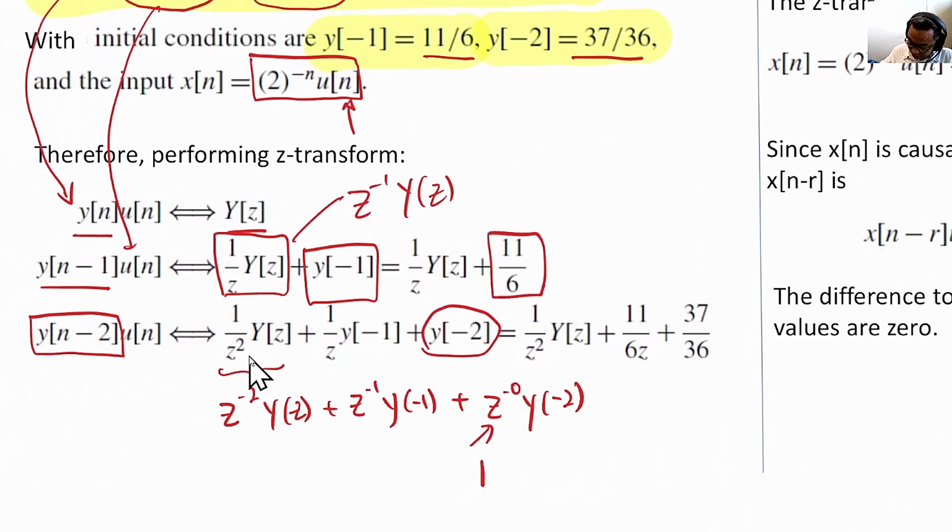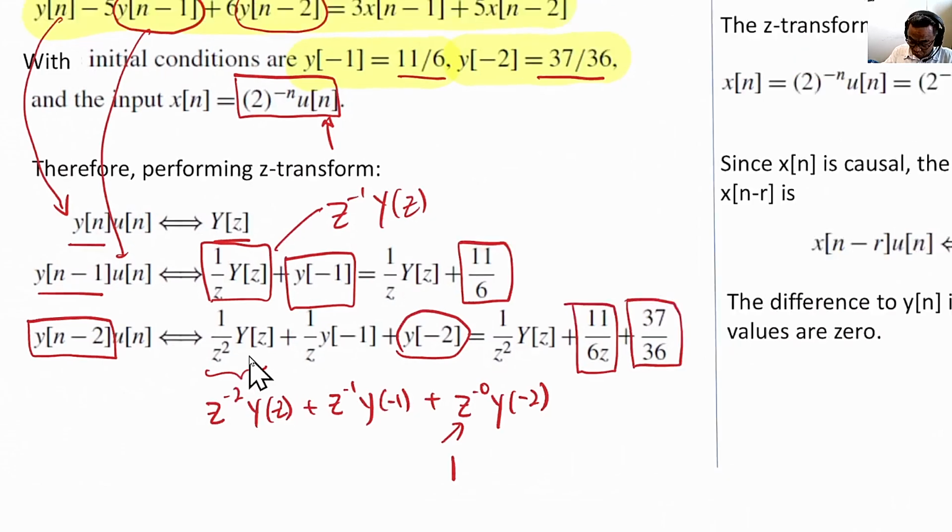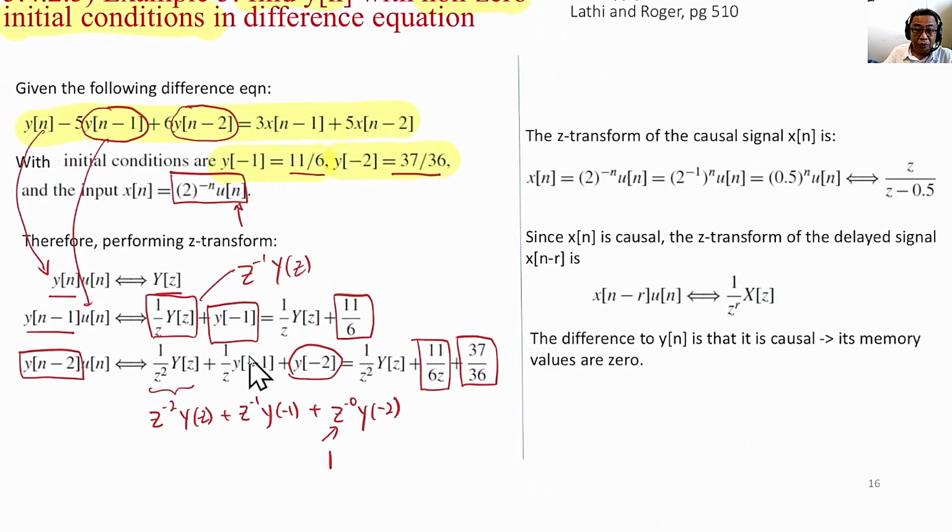So you will see that the initial conditions must be included in the z transform. If we do not include the initial conditions in the z transform, then you are actually solving a difference equation with zero initial conditions. In this example, this will be a wrong answer because the initial conditions are given to us.